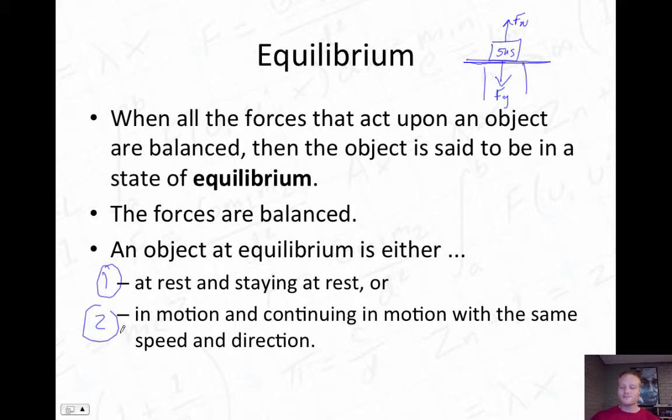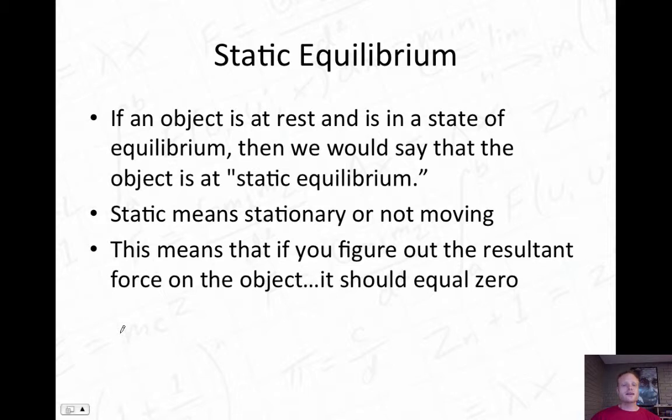Static equilibrium says that an object is at rest, and basically the forces are balancing each other out. Static means stationary or not moving. This means that if you figure out the resultant forces on the object, if you were to make a free body diagram and add up all the forces in the x direction and all the forces in the y direction, it should equal 0. So static equilibrium basically means all the forces should equal 0.